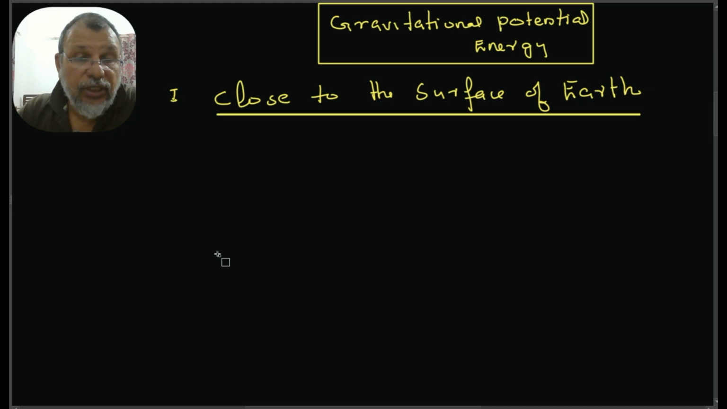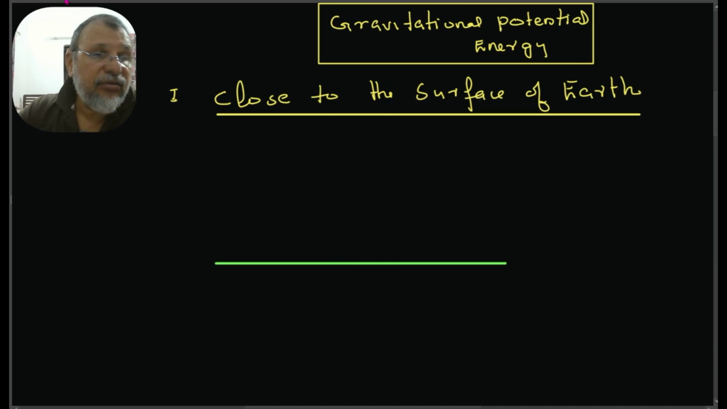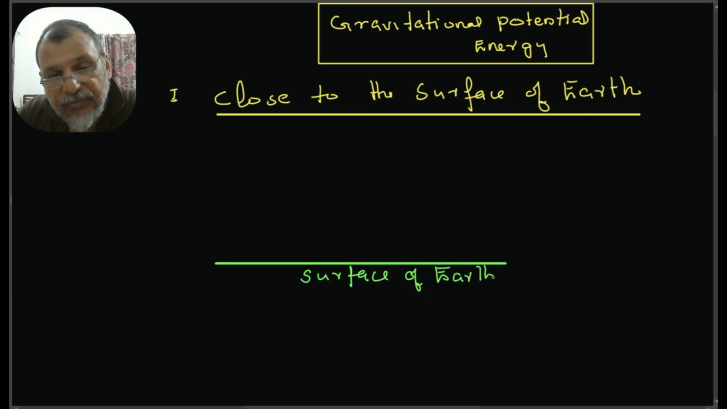Now, you know that close to the surface of Earth, the gravitational field is uniform. So let's assume that this is the surface of Earth. So it looks flat because it's a small region on the surface of the Earth. This is the surface of Earth. Now, let's assume that here the gravitational field is uniform.